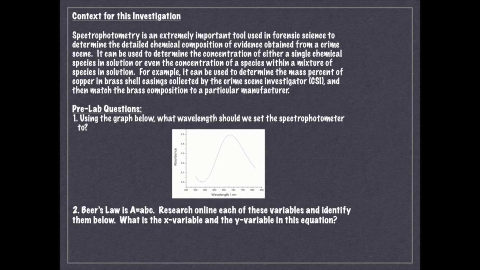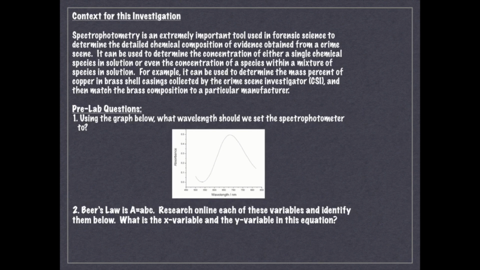So here are your pre-lab questions. Number 1, using the graph below, what wavelength should we set the spectrophotometer to? So we want the maximum absorbance, but it has to be less than 1. So if you look at this graph, the peak is already less than 1, so figure out what wavelength is where you have that peak, and that's what we're going to set our spectrophotometer to at the very beginning of the lab, and then we won't change it. What we're going to be using in this lab extensively is called Beer's Law.